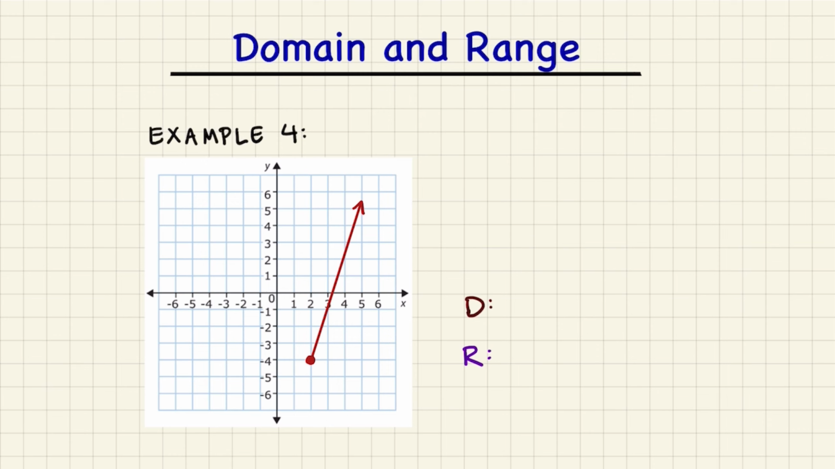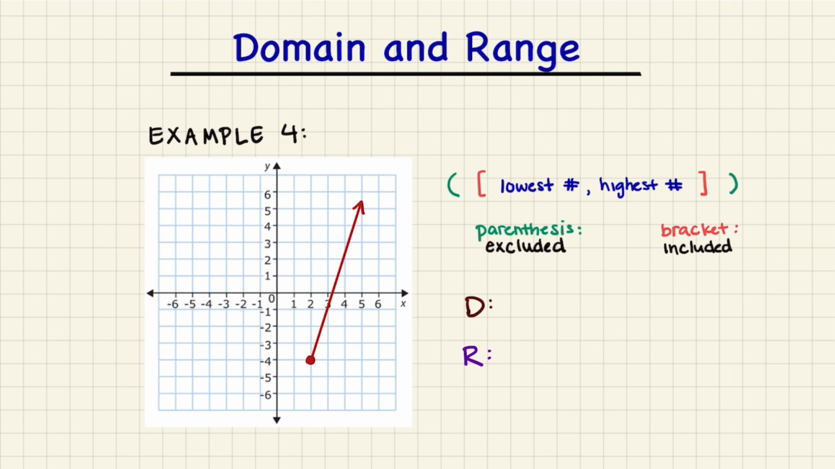And let's keep in mind what parentheses and brackets mean. So this is how we write it. Lowest number comes first, highest number comes second. A parenthesis means the value is excluded, and a bracket means the value is included. So let's go ahead and get started with our domain.